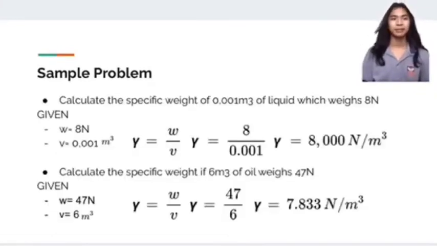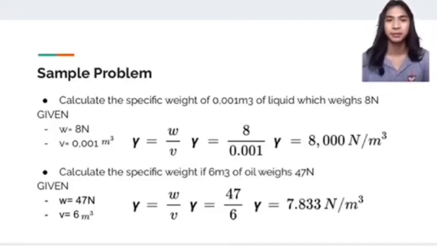Another sample problem, calculate the specific weight of 0.001 cubic meter of liquid which weighs 8 Newton. Given weight is 8 Newton and the volume is 0.001 cubic meter. Based on the problem and the given, ito po ang gagamitin nating solution. Specific weight equals weight over volume, substitute weight with 8 and volume of 0.001, we get 8,000 Newton per cubic meter.